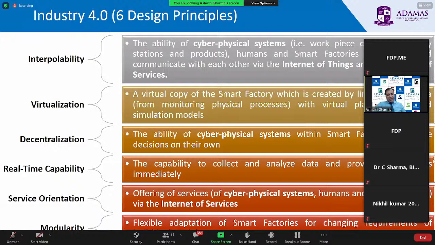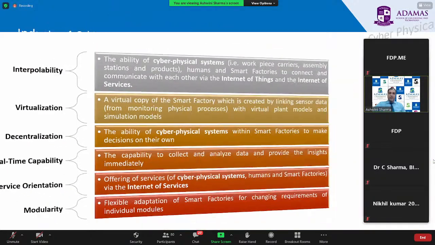Next is modularity, flexible adaptation of smart factories for changing requirements of individual modules. Whenever you are coming up with a new product, and there is a product line with a number of workstations on which the product needs to be manufactured, obviously this line needs to be changed. So that's what modularity is about: within no time you need to be up with production of the next new product which is going to be launched into the market. So these are the 6 design principles of Industry 4.0.